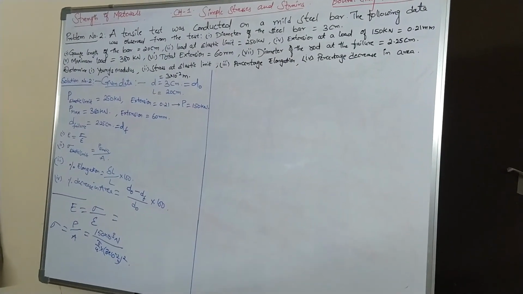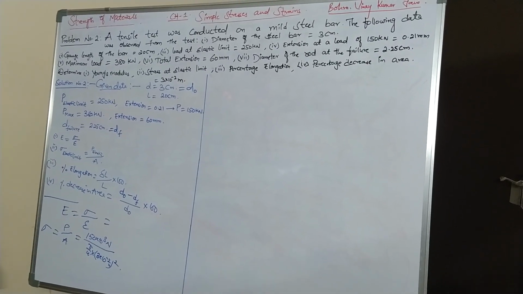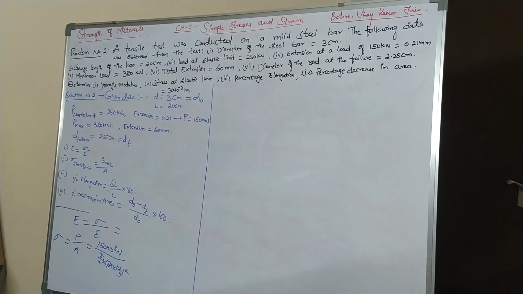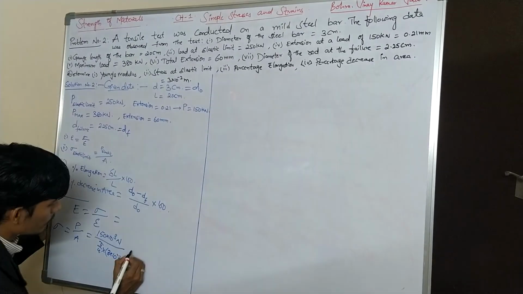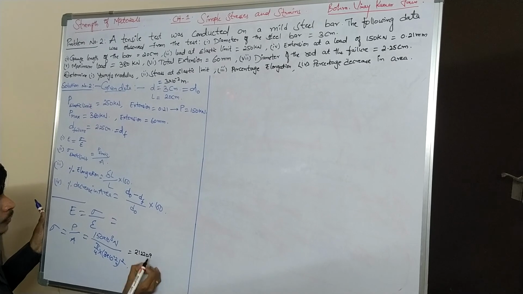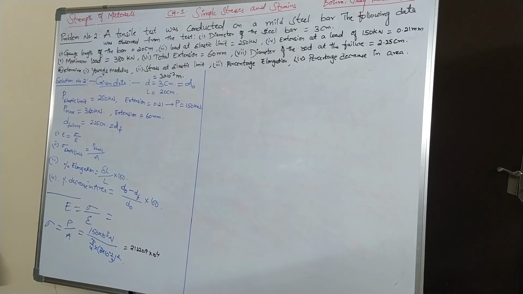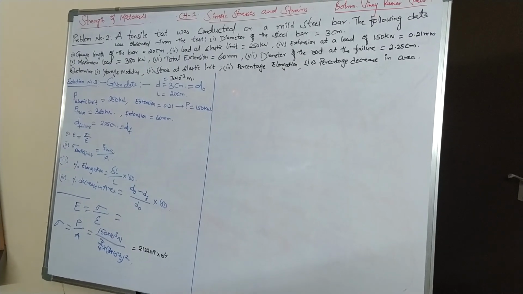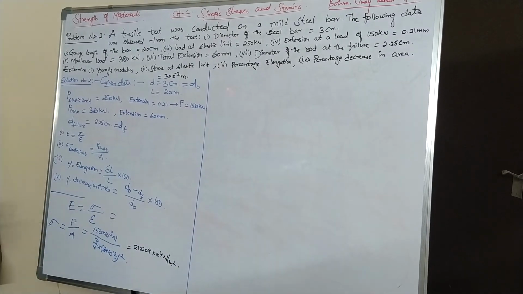So if you solve it, so on simplification the value will be 21220.9 into 10 power 4. So the value on calculation is 21220.9 into 10 power 4 Newton per meter square. So now stress you have got.